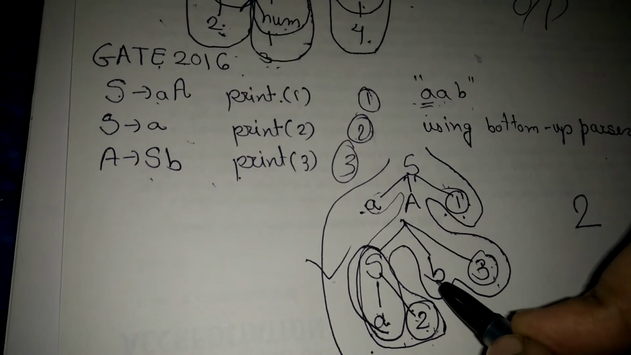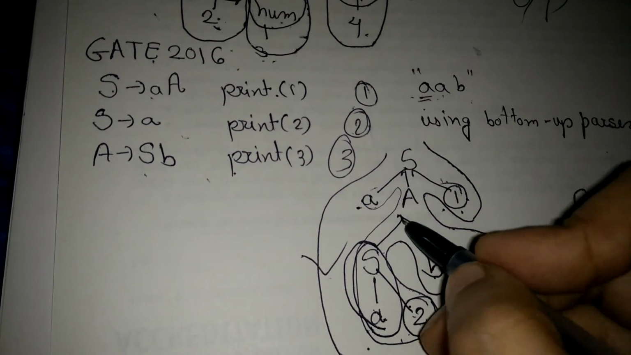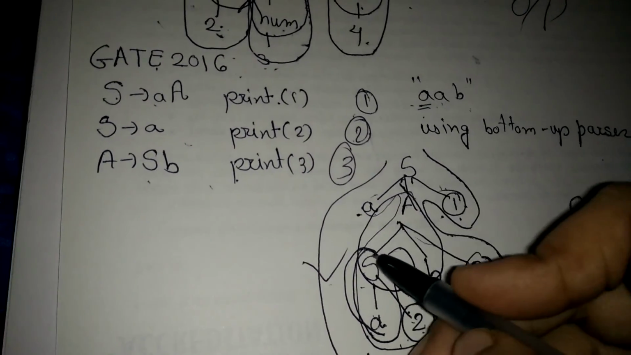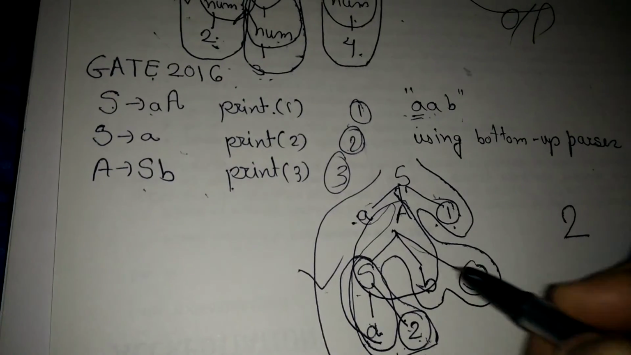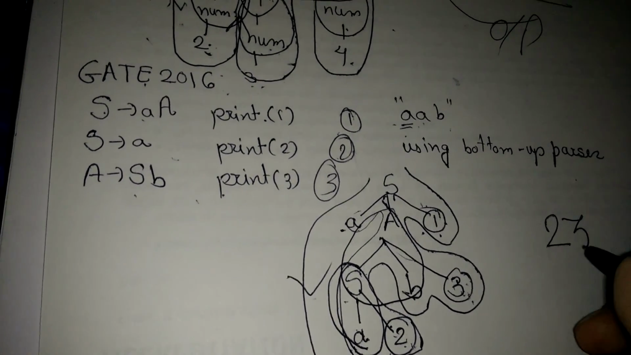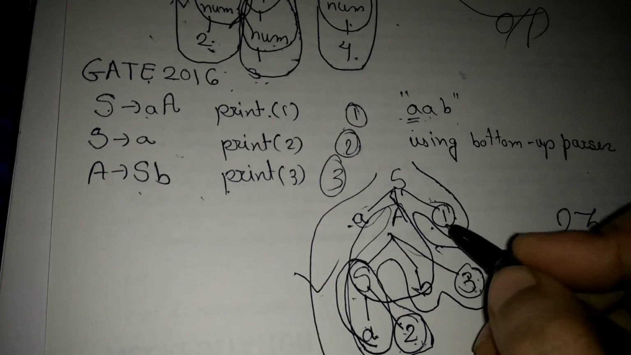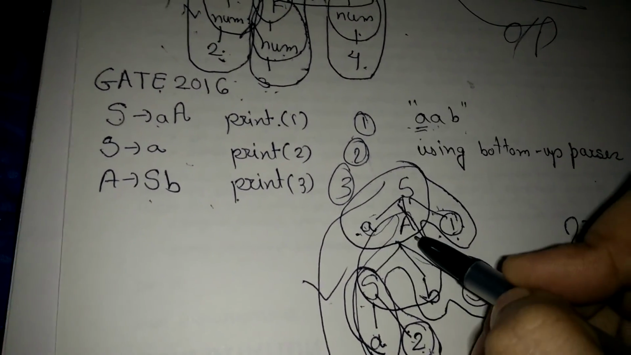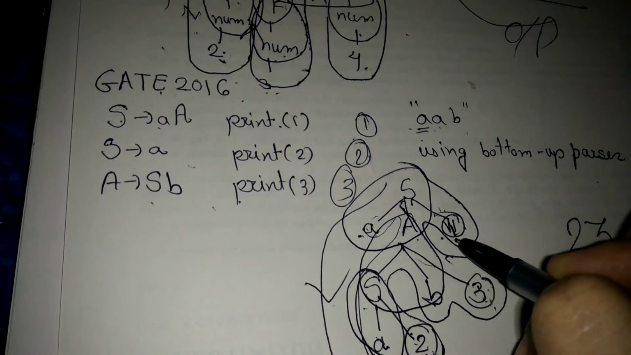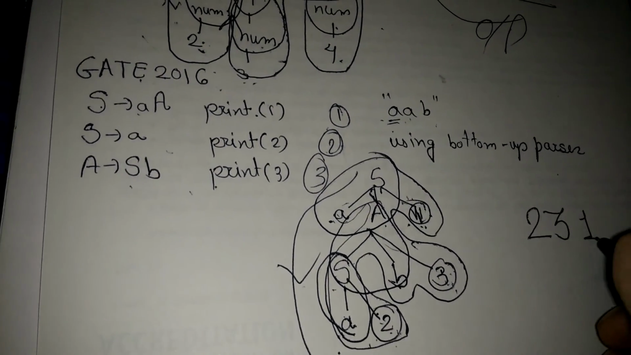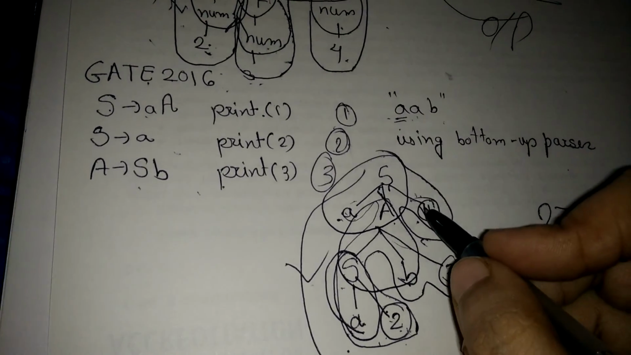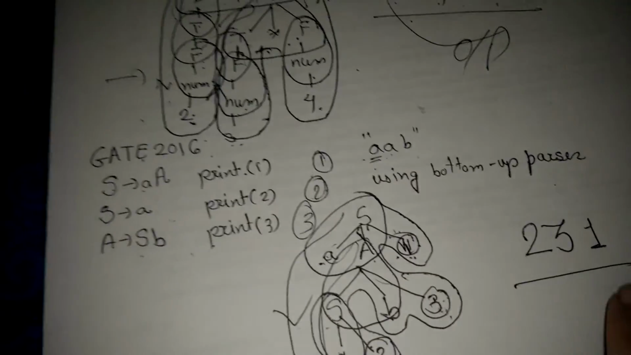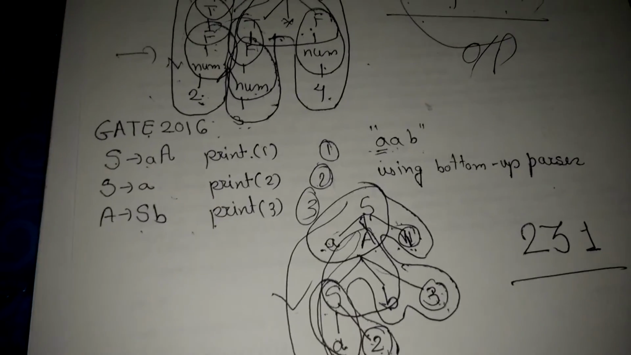Then I go to B, there is no production. Then I go upward, and I find a production, that is A to SB. As A to SB is a reduction, I have to print the semantic rule number 3, which says to print 3. Then again I go upward, and I find another reduction, that is S to aA, which is associated with semantic rule number 1. And what does semantic rule number 1 say? Print 1. So this is the simple way to find the answer. So the answer is 2, 3, 1.